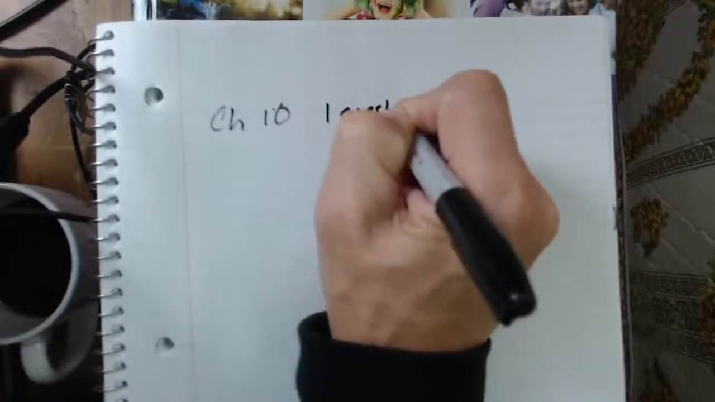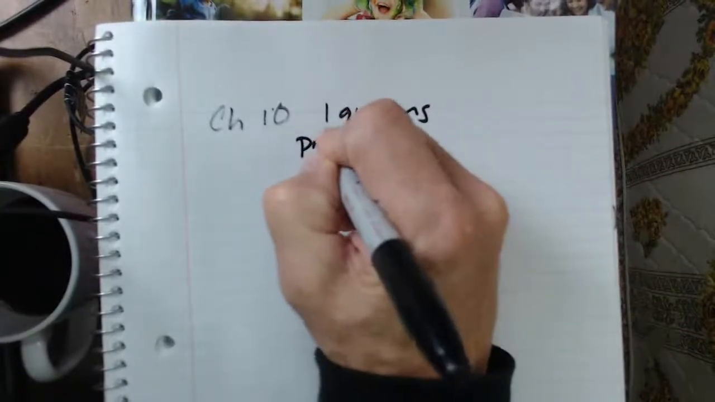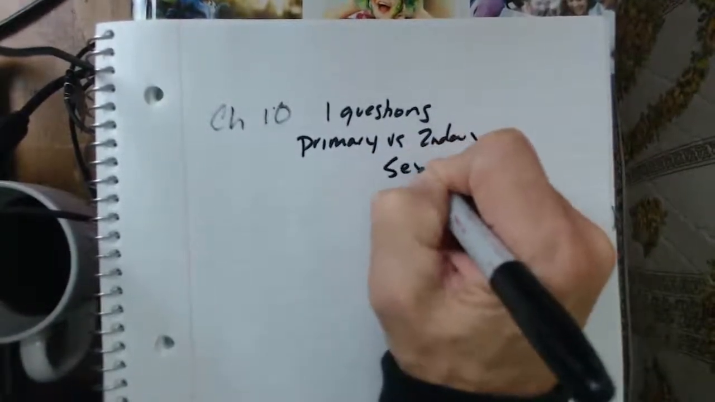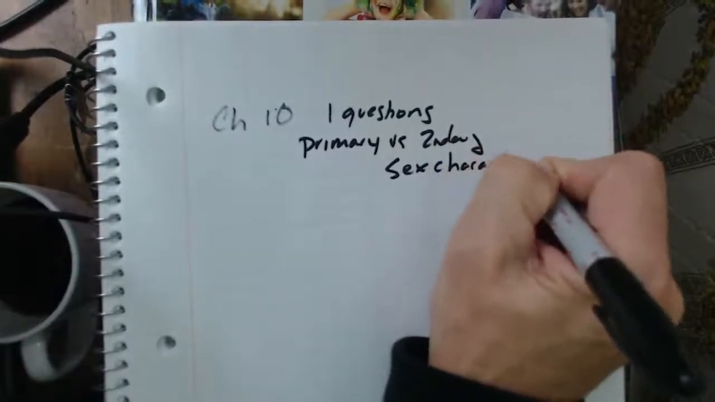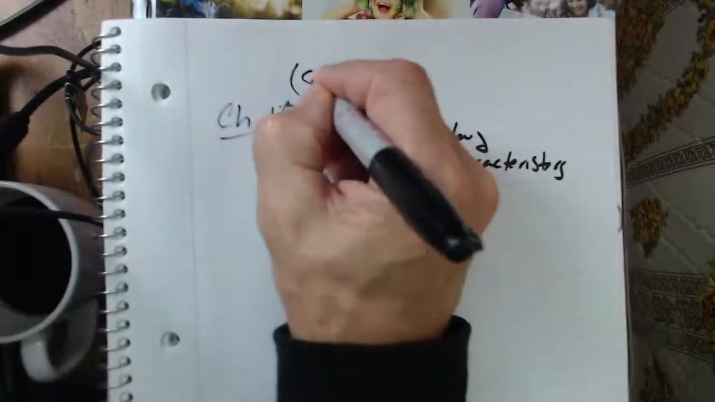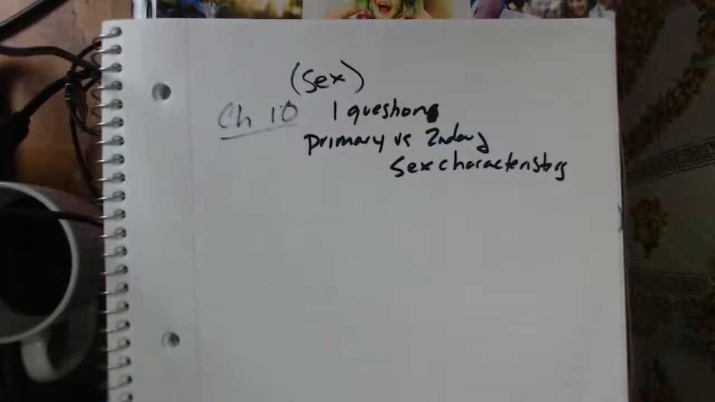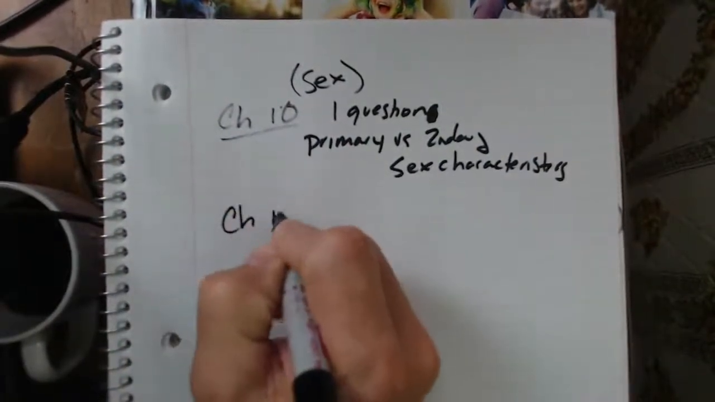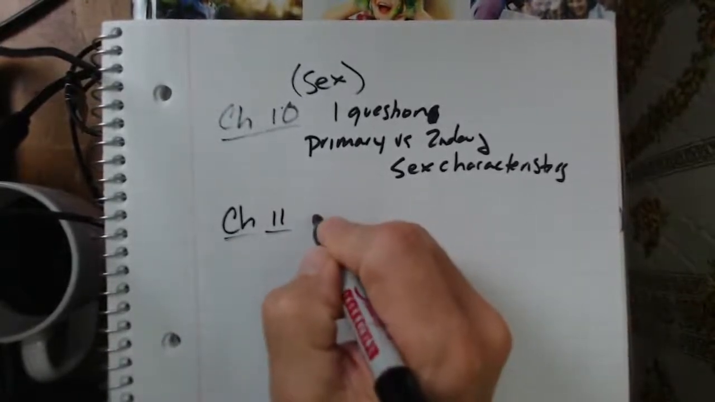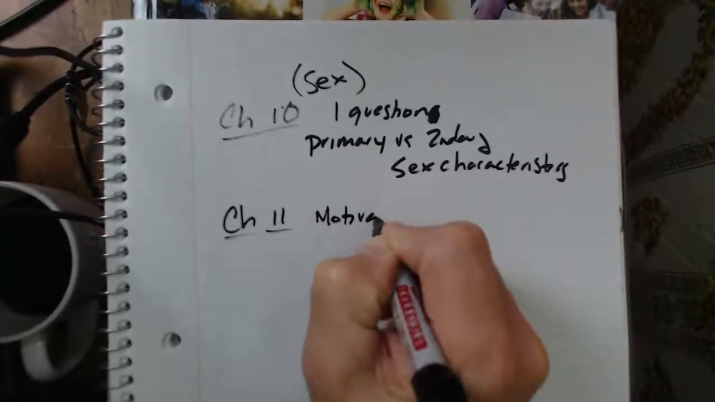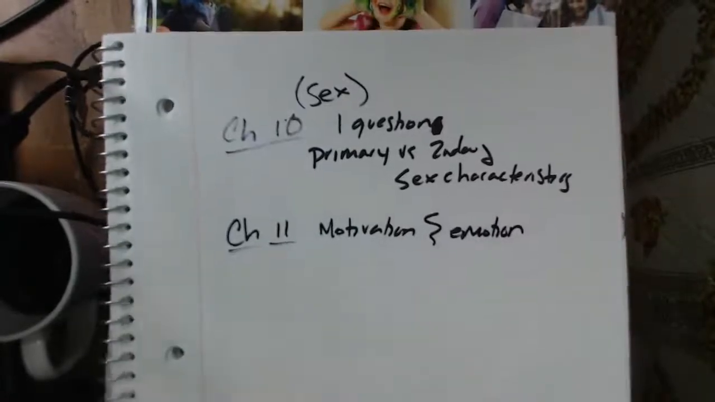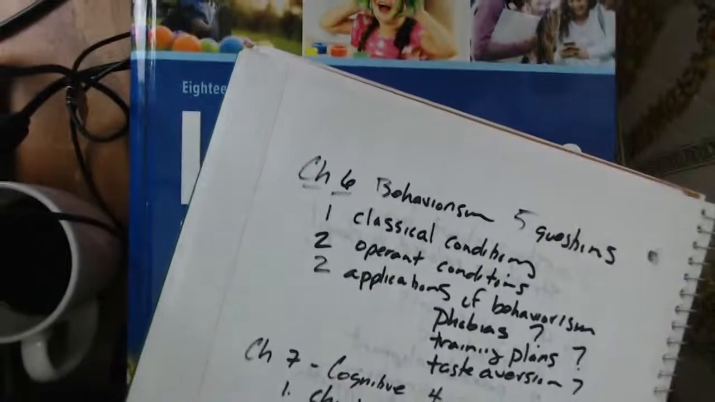One question. Primary versus secondary sex characteristics. One question. Chapter 10 is the sex chapter. Okay. Chapter 11 is motivation and emotion. I'm sorry, I goofed that up when I said there was only one question.